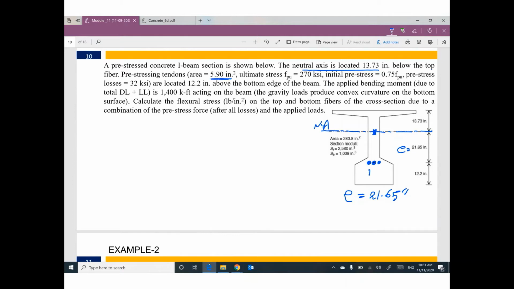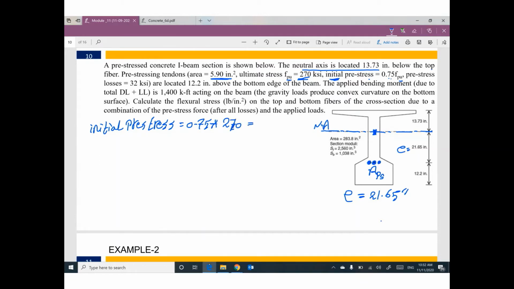The area A_ps, I will call it A_ps, because A_s is the area of reinforcement without pre-stressing. So ps means pre-stressed. The area of tendons equals 5.9. Ultimate stress 270. Initial pre-stress 0.75 f_pu. I have a question. Initial pre-stress equals 0.75 times what? f_pu, which is the ultimate stress, which is 270.